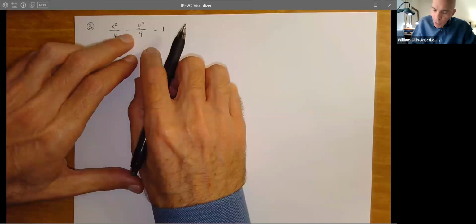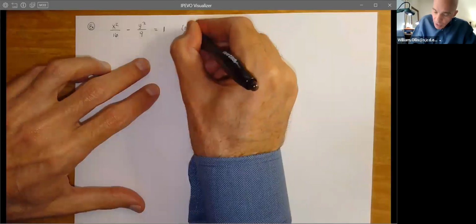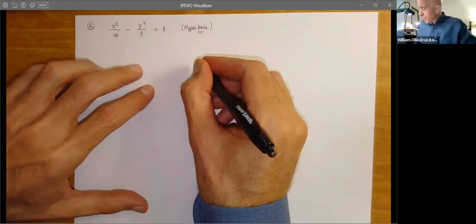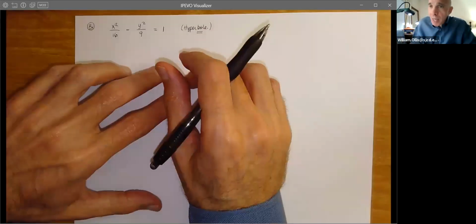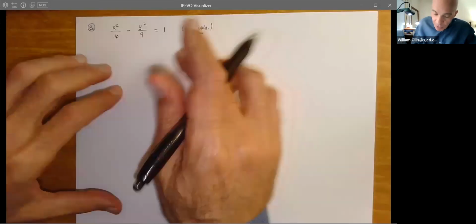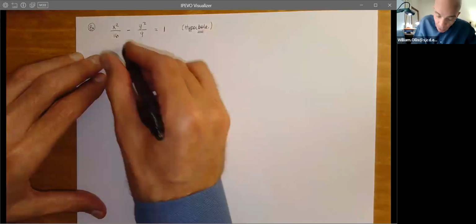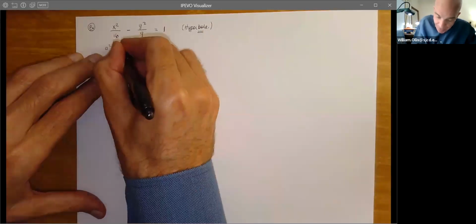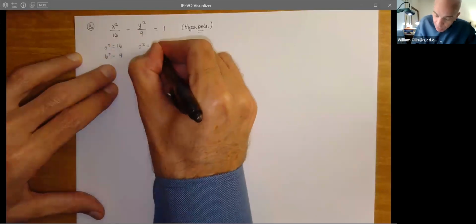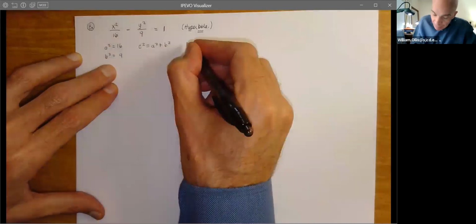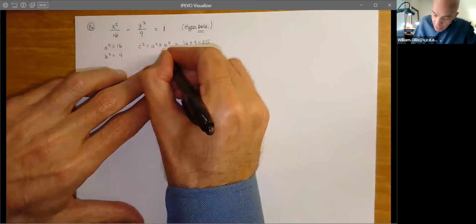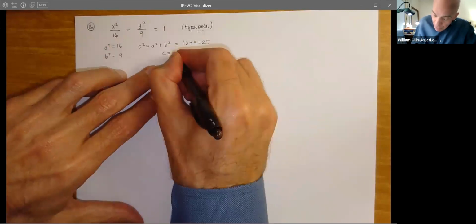We've got the x squared term, the a squared, the b squared, the y squared term. So this is a hyperbola. You get the degenerate case when you just get a point, and that sometimes happens, but that won't be the case here. We didn't have to complete the square or anything. So a squared is equal to 16, b squared is equal to 9. So c squared equals a squared plus b squared. I wanted to give you a nice Pythagorean triple here. So 16 plus 9 is 25, and c is equal to the square root of 25, which is 5.